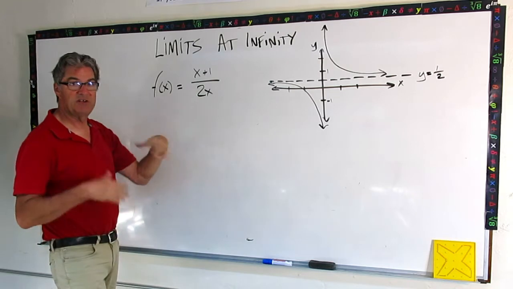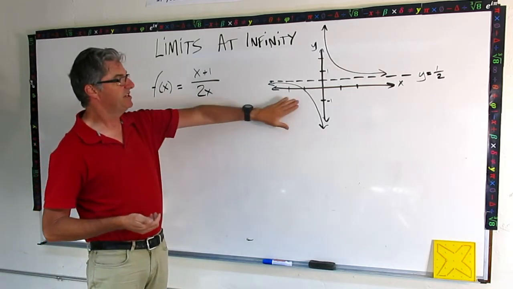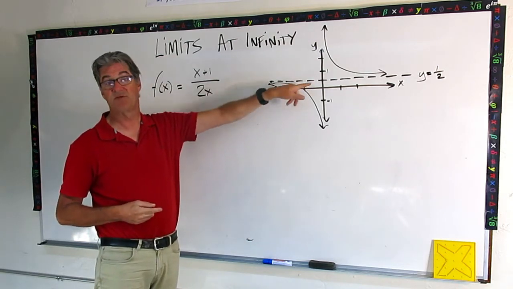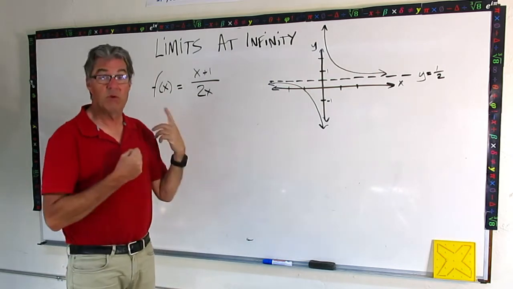If you put this function in your graphing calculator or use Desmos or any other graphing tool, you're going to see this graph. In fact, you can sometimes program those tools to actually show you the asymptotes if they exist. Okay? So in this case, we have a limit.